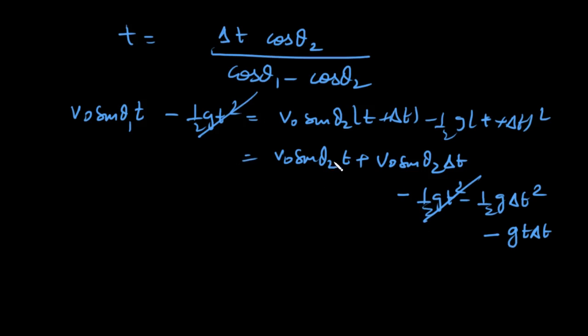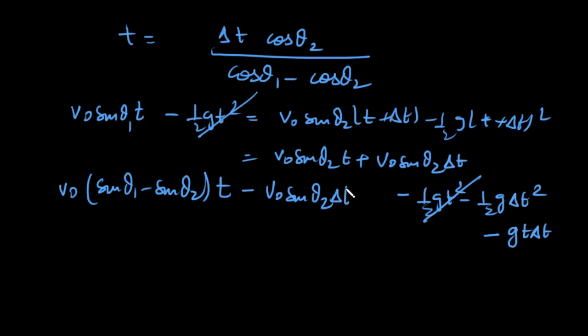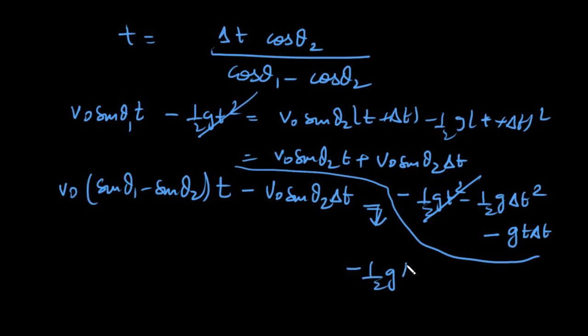and I'm transferring this term on the left hand side. So we have v naught (sine theta 1 minus sine theta 2) times t, right? This also will be transferred, so we have minus v naught sine theta 2 delta t. This is equal to, this is separate. Okay, this is equal to minus half g delta t square minus g t delta t. Alright, so now let us substitute t with this expression.